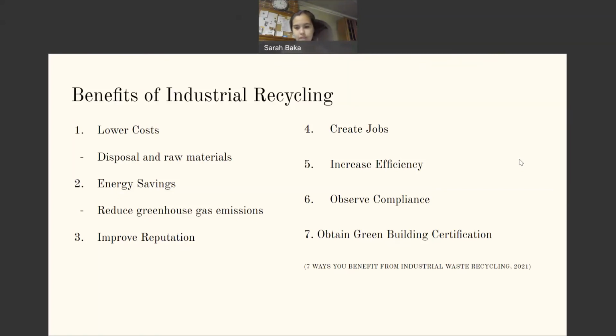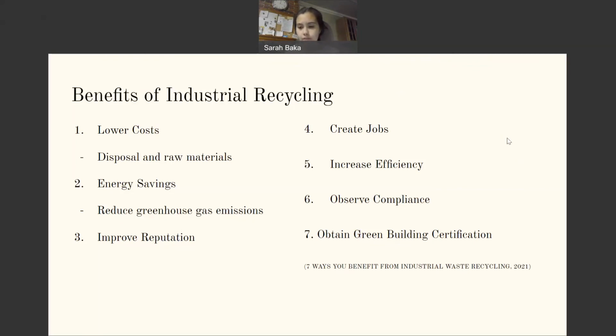Another benefit is companies can improve their reputation, as a lot of people are trying to be more aware of the products they're using and are considering choosing companies that are friendly towards the environment. Industrial recycling would improve their reputation with these customers and potentially lead to higher profits. Another benefit is the creation of jobs. Industrial recycling requires a lot of operators to oversee these processes, so by increasing the amount of recycling, there could be more jobs in this sector.